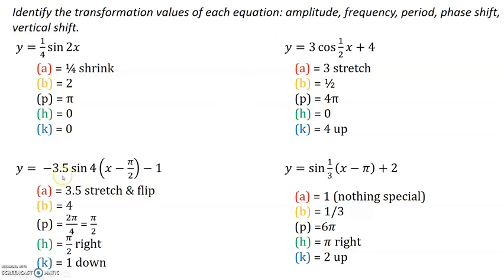Down here, notice it is a negative, so that's why I'm now saying it's 3, a stretch and a flip, and I'm not talking about it as a negative number anymore. Our b value is 4, our period is pi halves, phase shift is pi halves to the right, and it's going 1 down. Over here, a value, it's 1, which means there really was no transformation, so you can't really say anything about it, you just know that the a is 1. Our b value is 1/3, our period is therefore 6 pi, we're moving pi to the right, and it's going 2 up.